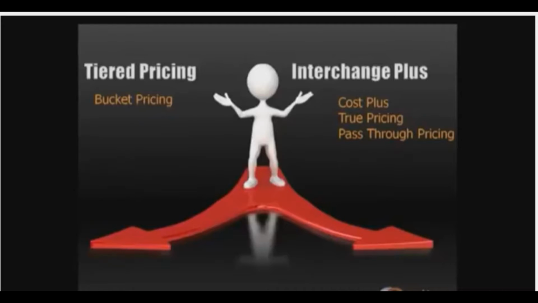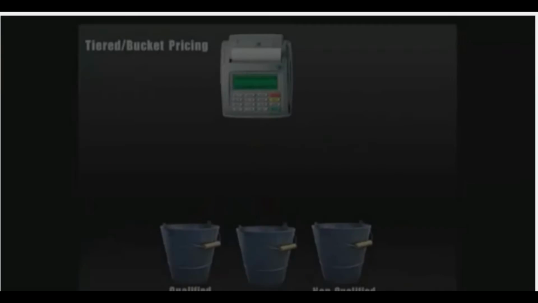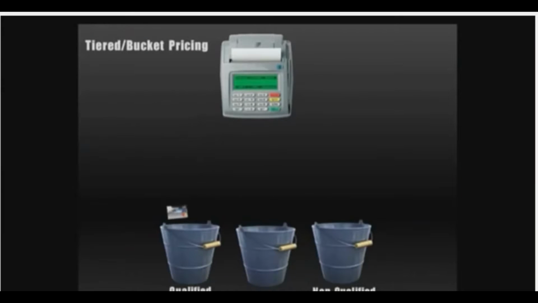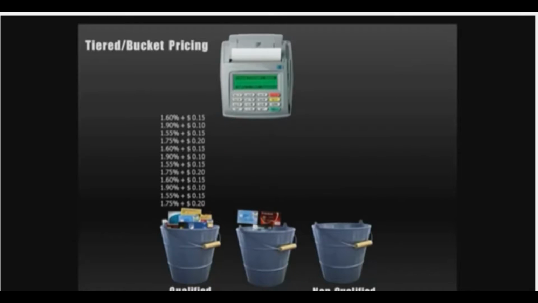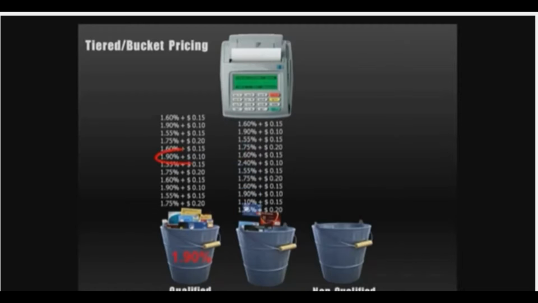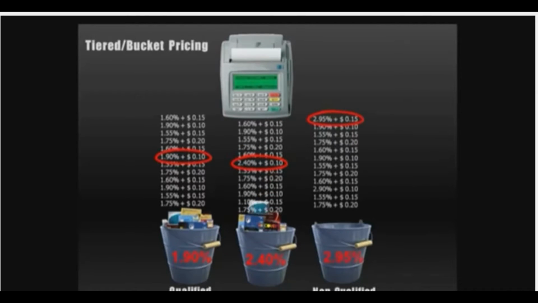First, let's look at tiered pricing. So most processors use the tiered pricing model. In this pricing structure, processors are using 100+ different interchange categories and separating them into buckets. They typically refer to these buckets as qualified, mid-qualified, and non-qualified. Under bucket pricing, each bucket is priced high enough to cover the rate of the card with the highest interchange fee in that bucket. With this type of pricing, the merchant is paying the higher price for all of the cards in that bucket.